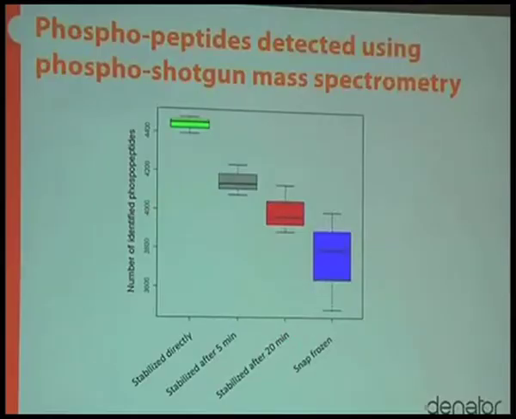So the snap frozen in this case, the brain is removed, put into liquid nitrogen, homogenized in liquid nitrogen, and then 8 molar urea with inhibitors is added to the sample, and then you do the extraction and so on. And we see, despite the measures, 8 molar urea, keeping it cool during extraction and so on, we still see a further reduction to roughly 3,700.